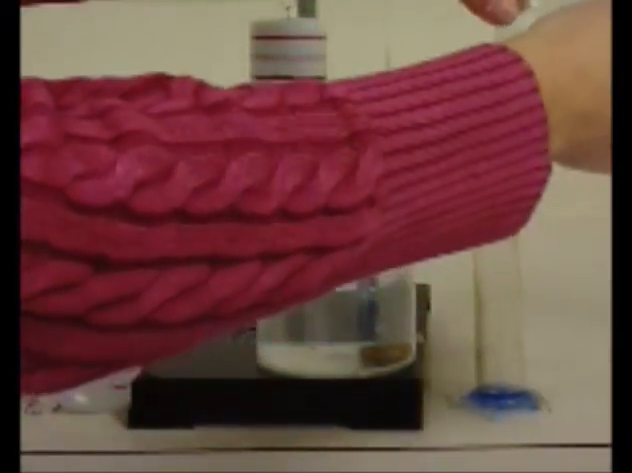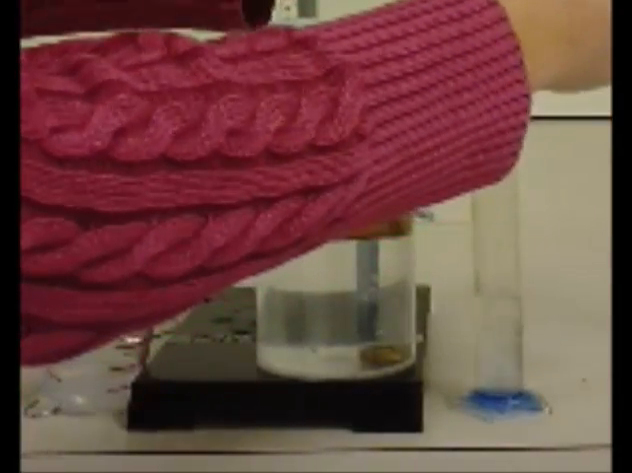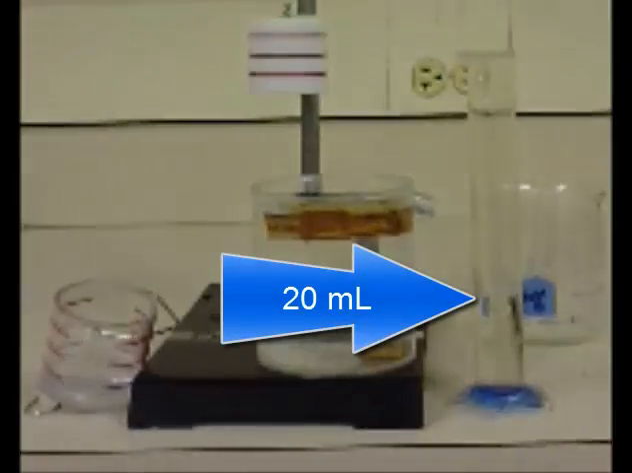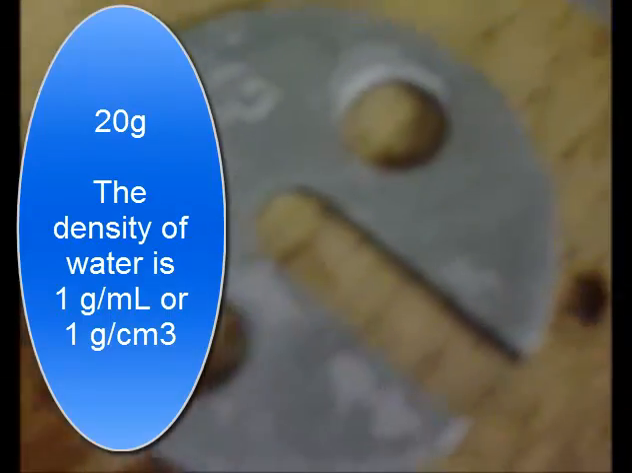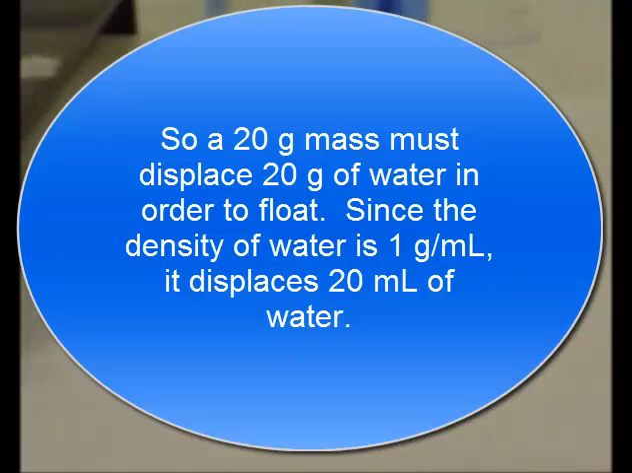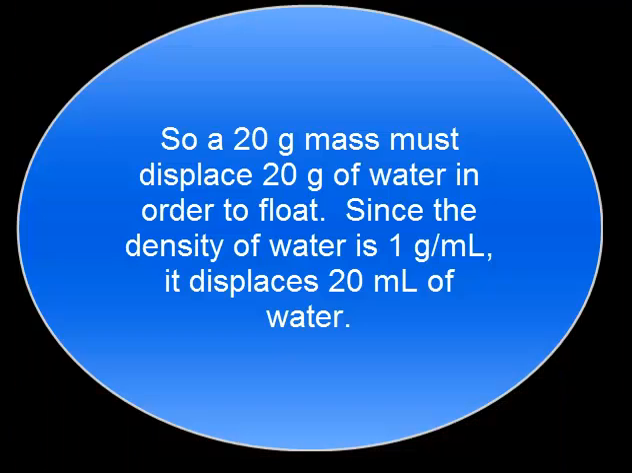Here we go. Sure enough, it's 20 milliliters of water. I'm trying to zoom in to give you a better look, but it's really difficult to see up close. 20 milliliters of water, and now just to prove to you that I did use a 20 gram weight, and just a reminder that the density of water is 1. So a 20 gram mass must displace 20 grams of water in order to float, and that corresponds to 20 milliliters of water.